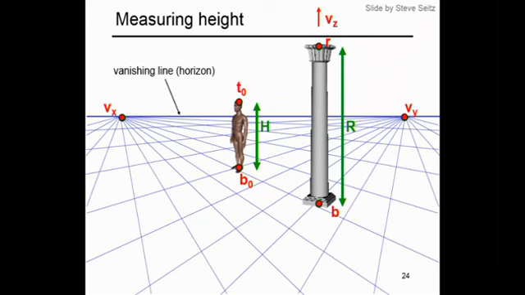All right, so what do we do? What's the first line that we draw? Let's say that we want to measure how tall the person is compared to the column. We know the column's like 10 feet, for example, and now we want to measure the person. So what line do we draw first? Yeah, the baseline. So we draw a line first through B and B naught.